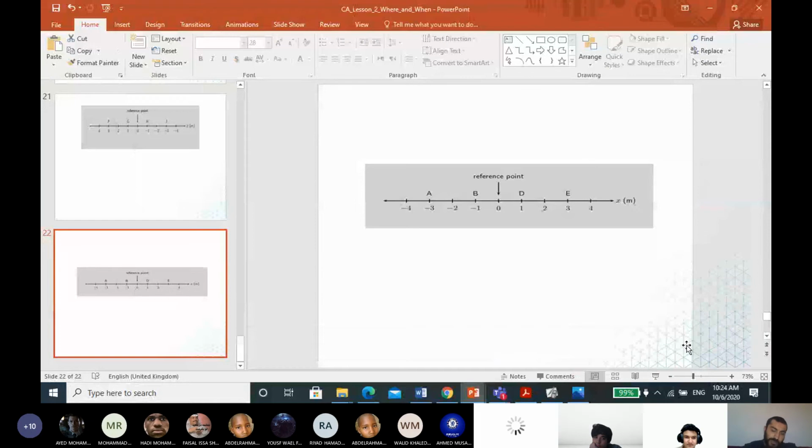Position is a measurement of a location with reference to an origin. See here, this is the origin. So the position of point A, let's say, is the measurement of the location of point A at a distance from the origin, and that's it. Shall I click it for you guys? You know it, Abdulrahman, but you are not sure about it.